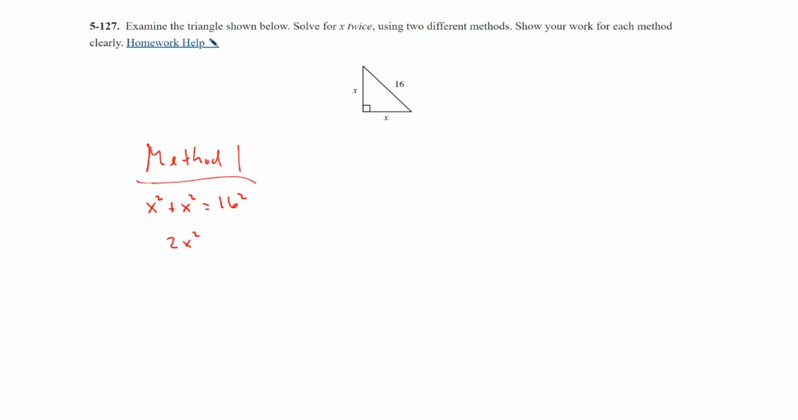X squared plus x squared is 2x squared. 16 squared is 256. Divide by 2. That would be 128. And then we can take the square root, and x will be approximately 11.3. So that's one method, just using Pythagorean theorem since it is an isosceles triangle. Let's think of another way we could do this.